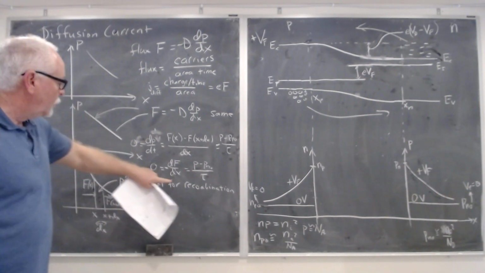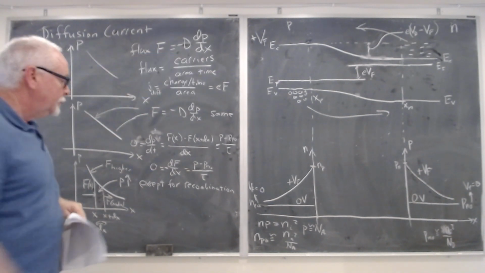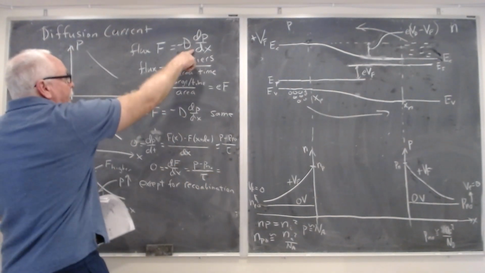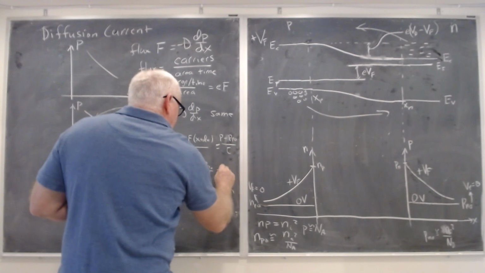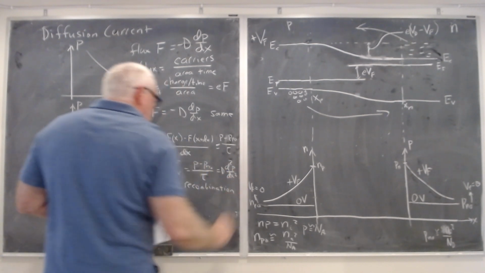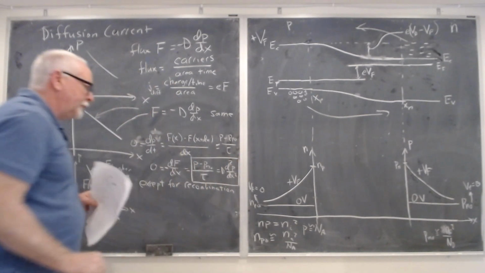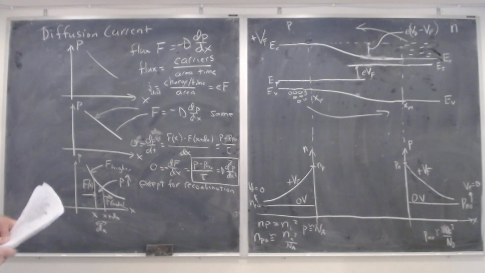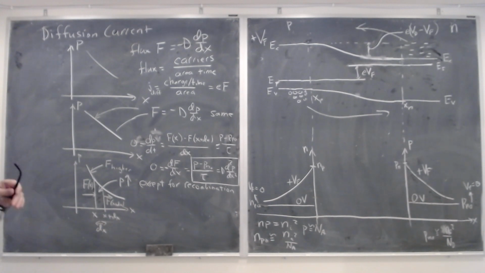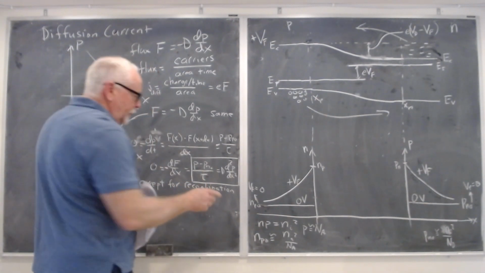Now, what is F? F is D times dp/dx. So I can insert that there, and then I get that it's equal to D times the second derivative. And this is sometimes called the diffusion equation. It basically tells you how P can exist with respect to D and tau.